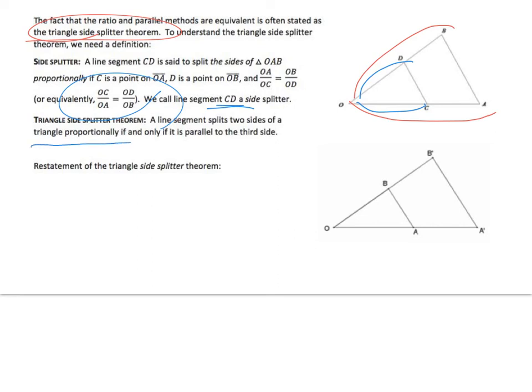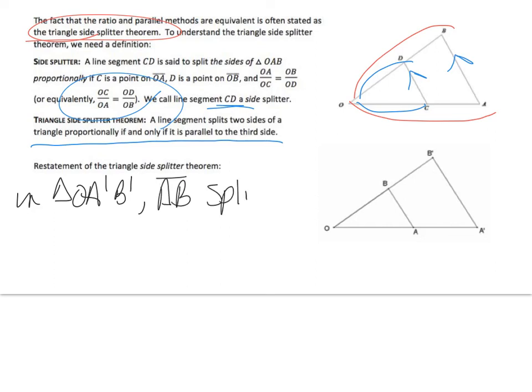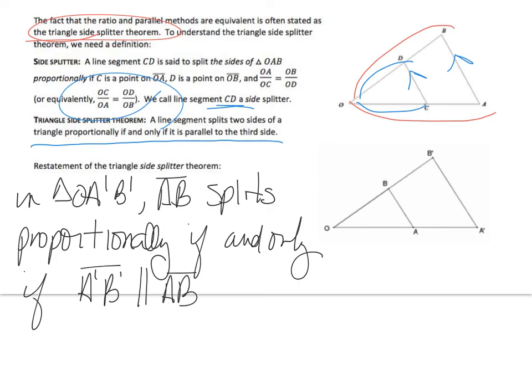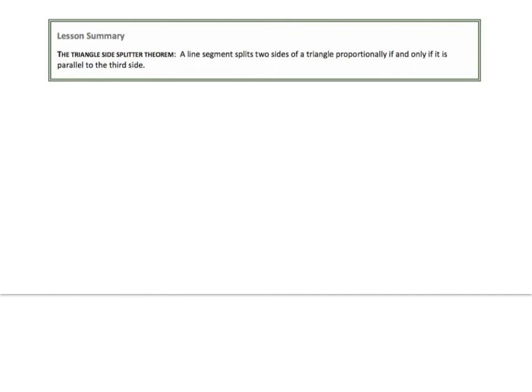Triangle side splitter theorem: a line segment splits two sides of a triangle proportionally if and only if it's parallel to the third side. Restatement of the triangle side splitter theorem: in triangle OA prime B prime, segment AB splits the sides proportionally if and only if A prime B prime is parallel to AB. Cool. I hope that made sense.